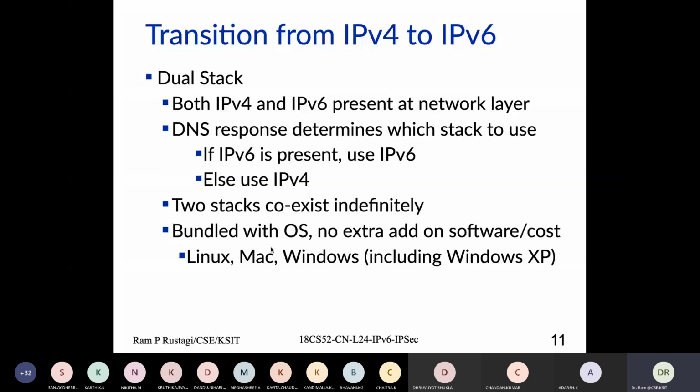IPv6 is available as part of every OS, whether Linux, Windows, or Mac, all variants of Windows: XP, Professional, Windows 7, Vista, 8, 10, and Linux, Ubuntu, CentOS, Red Hat, Mac. It has been available for more than 20 years, but it has not taken off because it is not backward compatible with IPv4. Had it been backward compatible with IPv4, it would have been adopted.